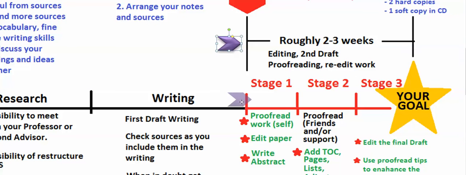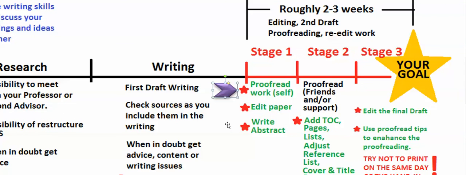So I have 3 stages here. In stage 1, you proofread your work by yourself, because you know what you have written, you know what your arguments are and what's in your piece of work. Rest for about 24 to 48 hours after you finish writing, and then start proofreading. Edit the paper wherever you need. And once you're quite satisfied and ready to give it to a friend or to me, you can then begin to write your abstract.